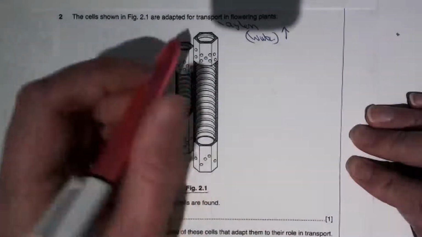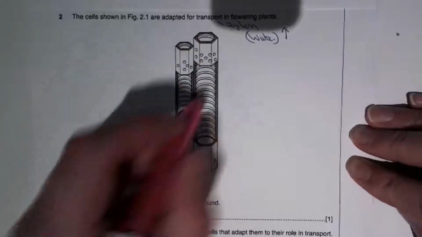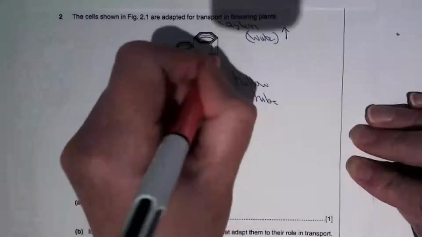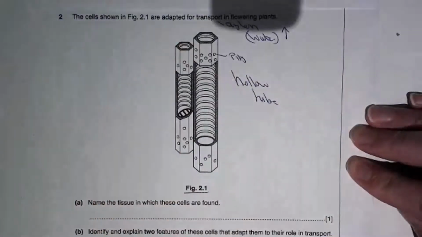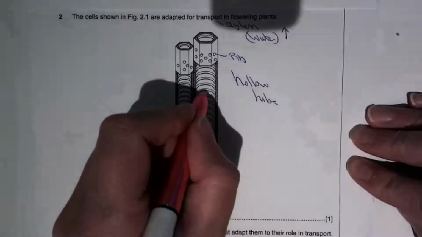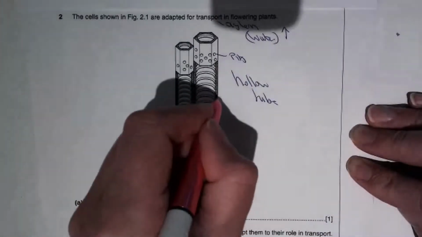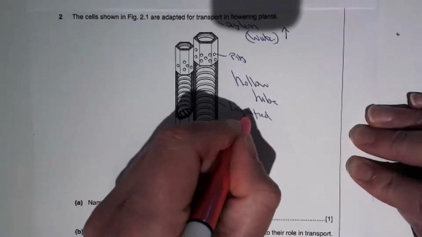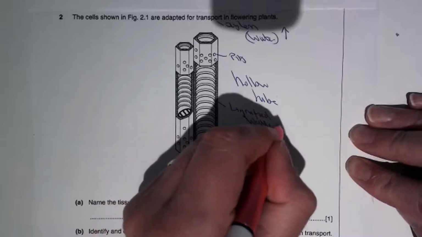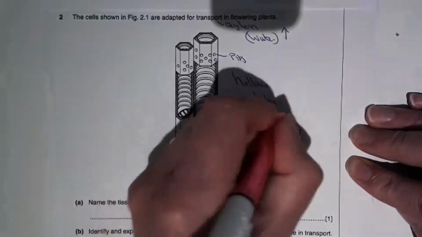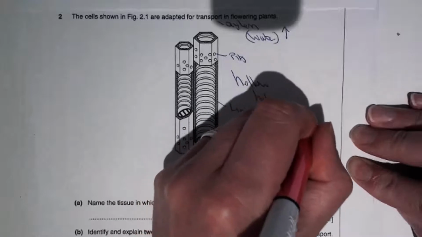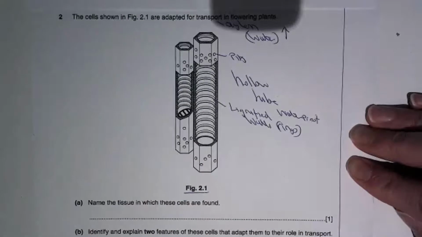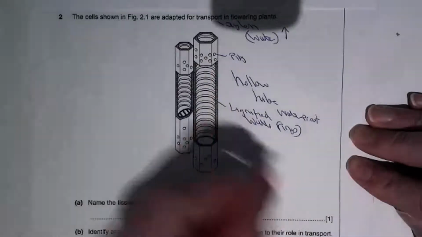Looking at this diagram here, we can see that it's a hollow tube, that we've got pits, that we've got these rings which are lignified walls or rings, and that's waterproof. The end walls of the cells are missing.